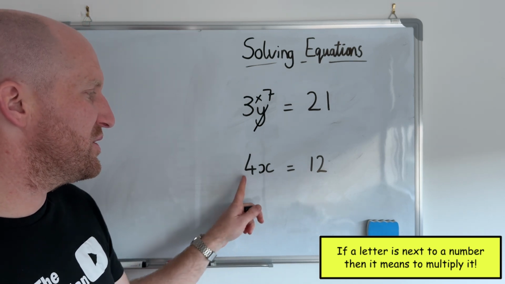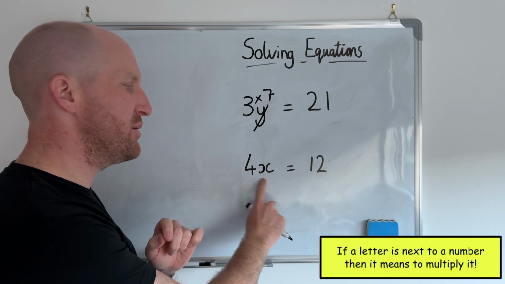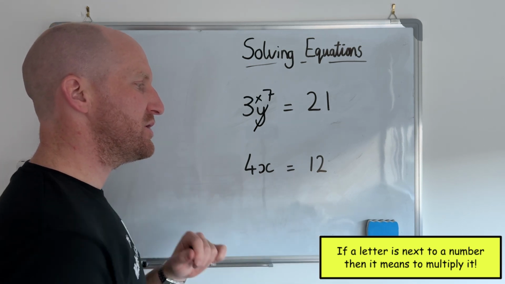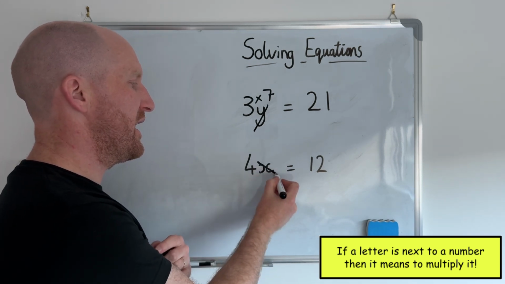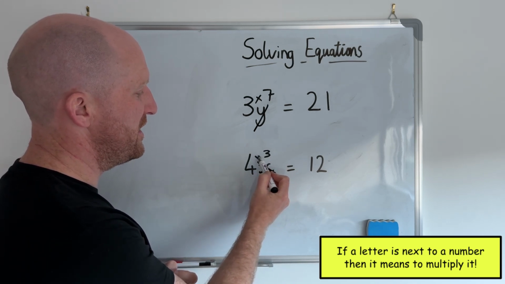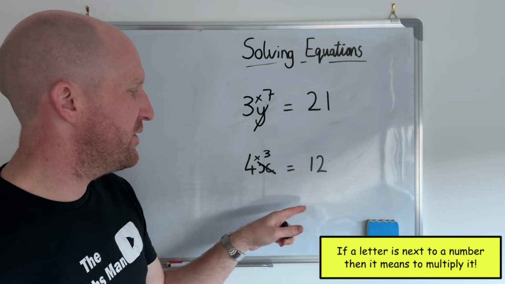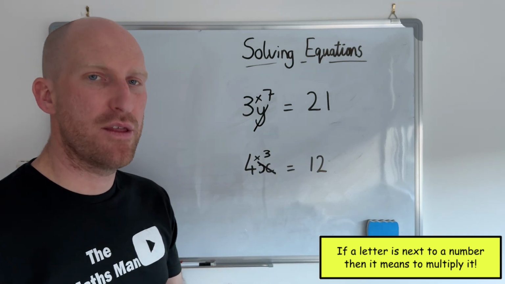Here's another example. So I've got 4x and they're next to each other. So that must mean they're multiplying together, makes 12. So again, because I know my times tables, x must be 3 because 4 times 3 makes 12. So x must be 3.